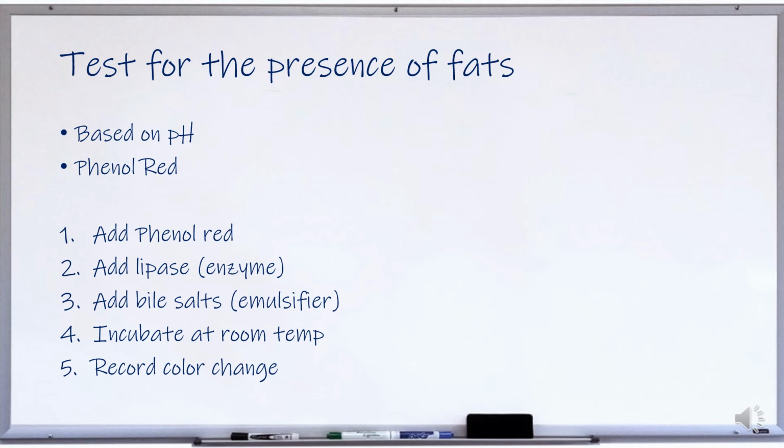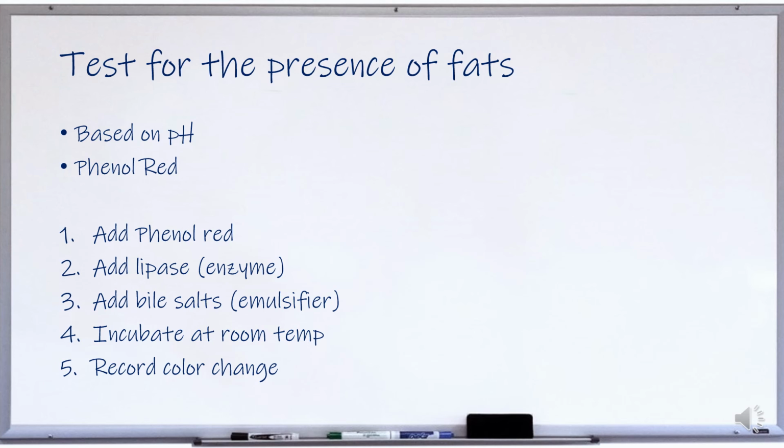So how do we test for the presence of fats? In the test for fat digestion, we use a pH indicator, which changes colors as the solution in the test tube goes from basic conditions to acidic conditions. This indicator is called phenol red. Phenol red is red in a basic solution and yellow in an acidic solution.